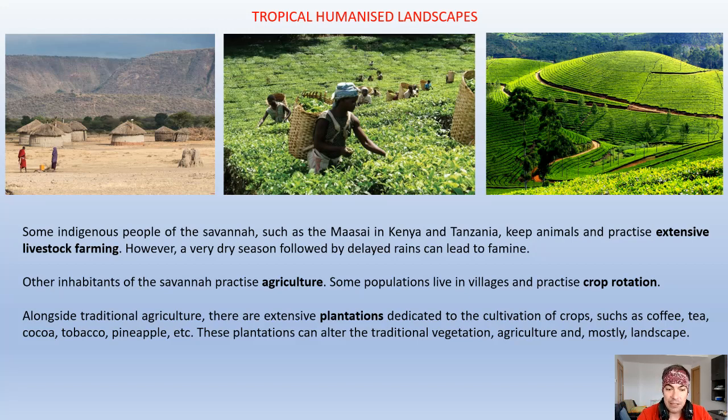Other inhabitants of the savanna practice agriculture and some populations live in villages and practice crop rotation. This is a village, an indigenous village, and crop rotation means that not the same crop is cultivated in the same land every year, okay? In one year, if you have, for example, two parts of the land, in this land you cultivate wheat, for example, and in this one you cultivate nothing. And the next year, the other way around.